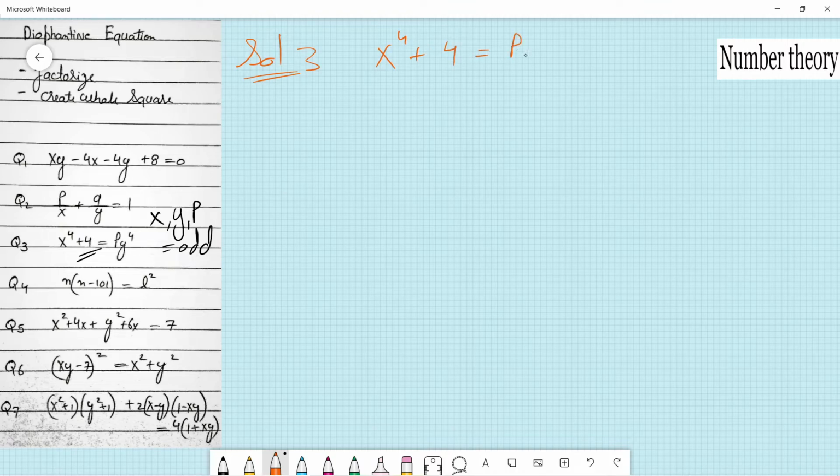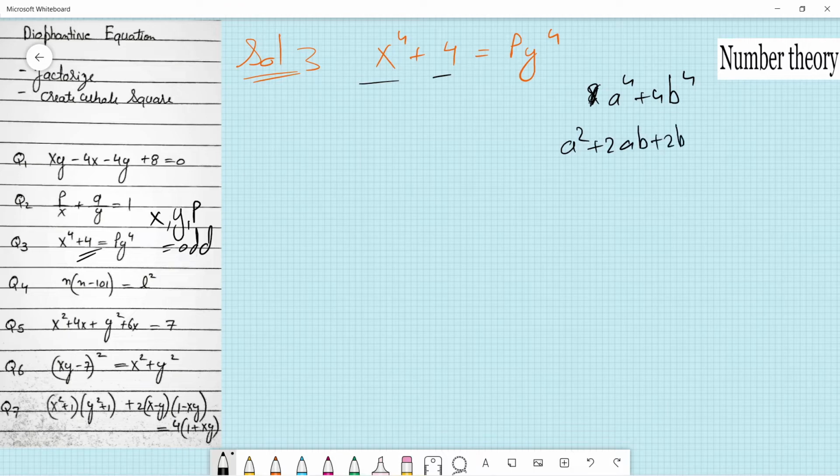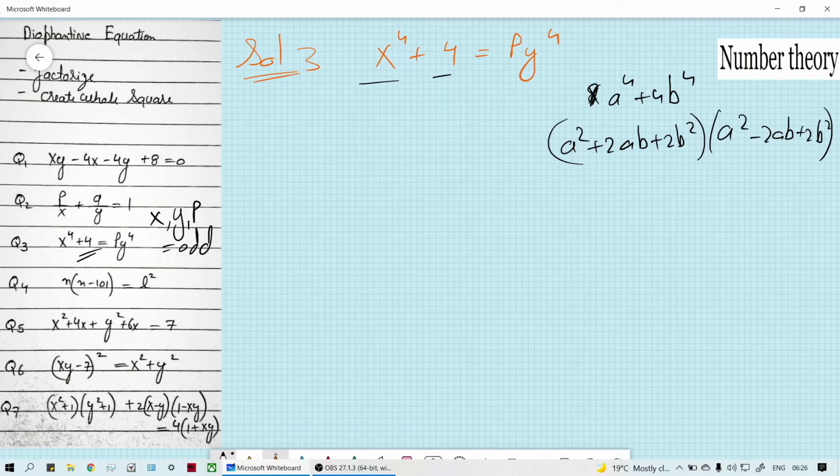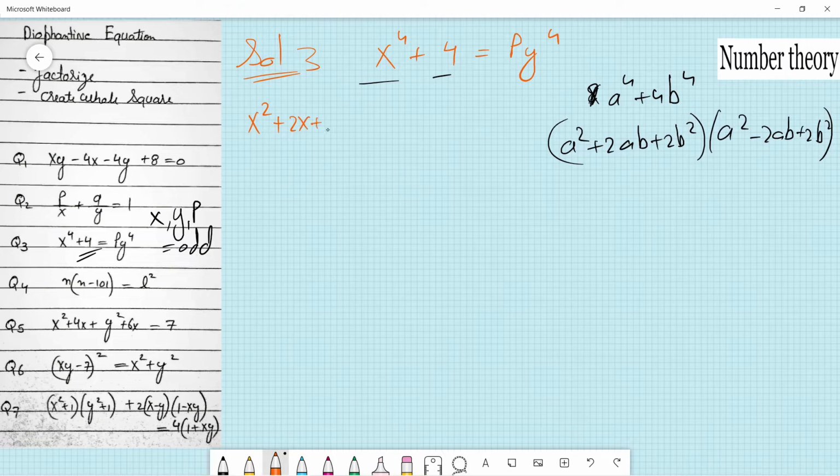Now the identity which we have seen in previous videos, using that we can factorize this. The identity was a^4 + 4b^4 can be factorized into (a^2 + 2ab + 2b^2)(a^2 - 2ab + 2b^2). Here b is 1, so using this identity it will be factorized to this. Okay, this is 4.